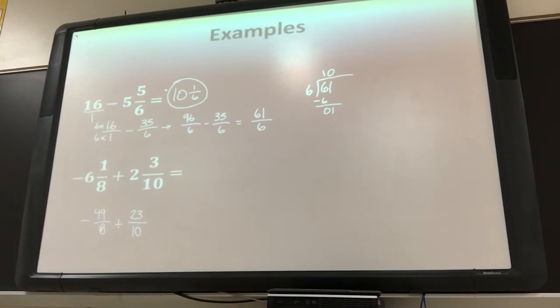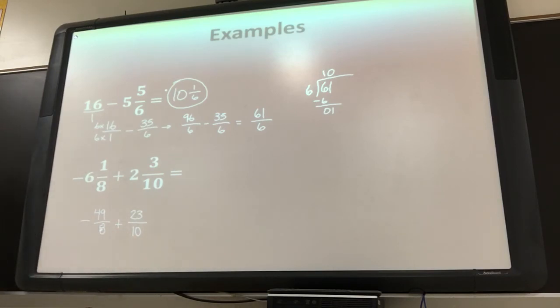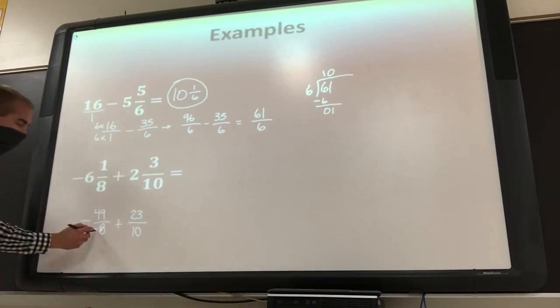Second one, we change these two to improper fractions. We've got negative 49 over 8 plus 23 over 10. Common denominator for 8 and 10, what would work? 80 would work. Is there something smaller than 80 that would work? 40 would work as well. Now, if you did 80, you would just have to divide once by 2 after you're done, because that will reduce everything. We'll go ahead and do it with 40.